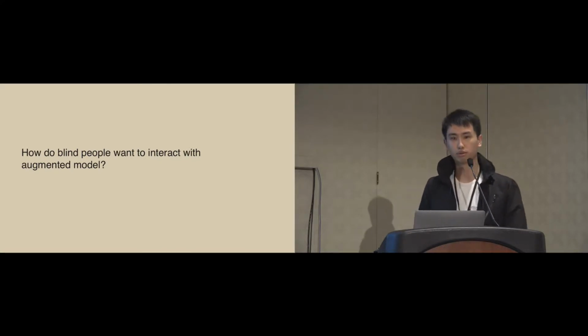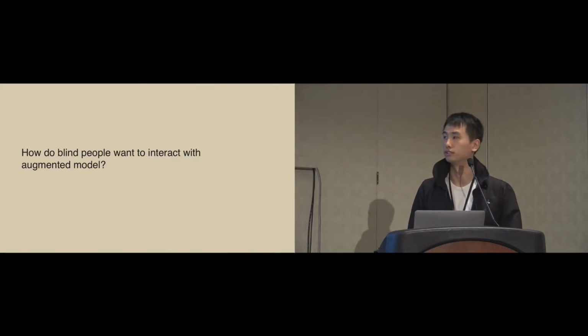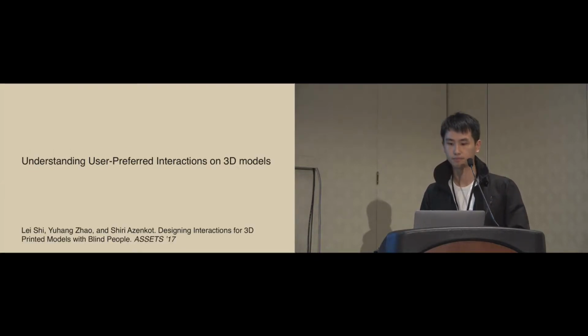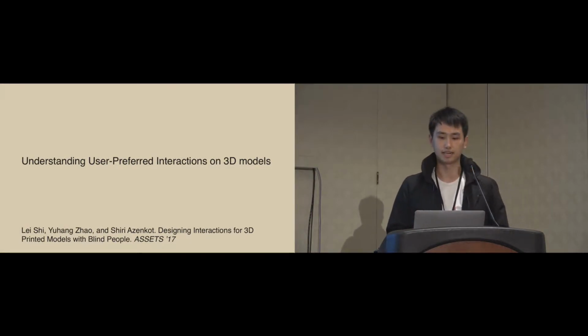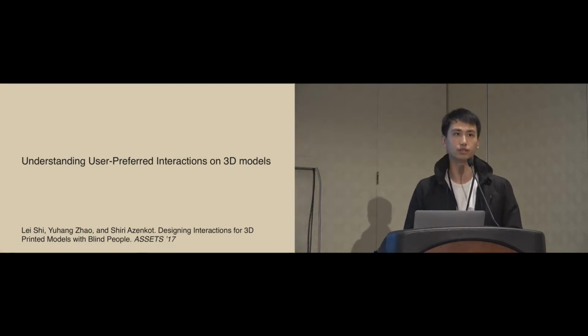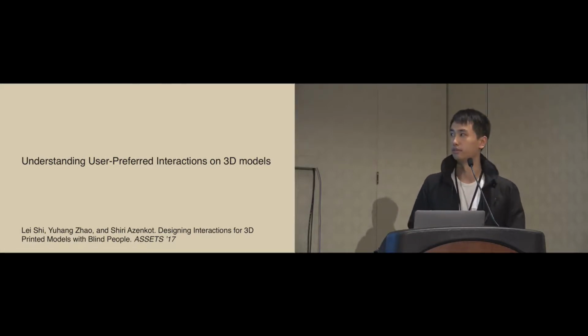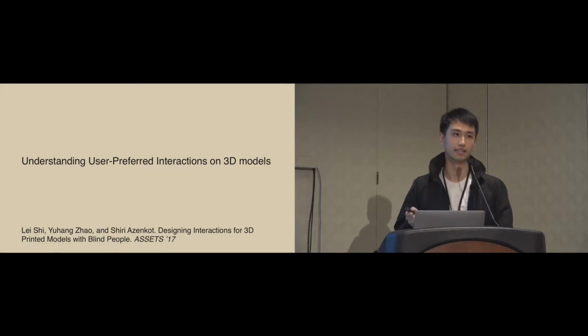So to design the toolkit, we started with a very simple question. How do blind people want to interact with augmented models? In other words, if models can explain themselves, how would blind people want to retrieve this audio feedback? To answer the question, we ran a design study. It's a comprehensive study to understand user-preferred interaction on 3D models. I will talk about part of the study briefly today. If you are interested in the details, you can check out the recently published ASSETS paper, or you can join me next week in Baltimore.